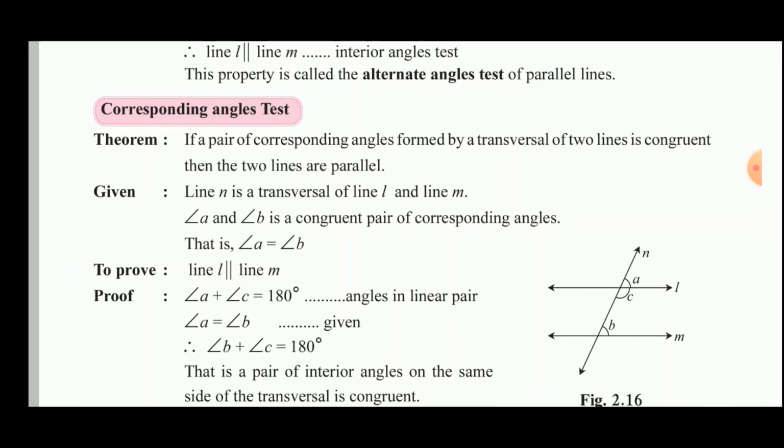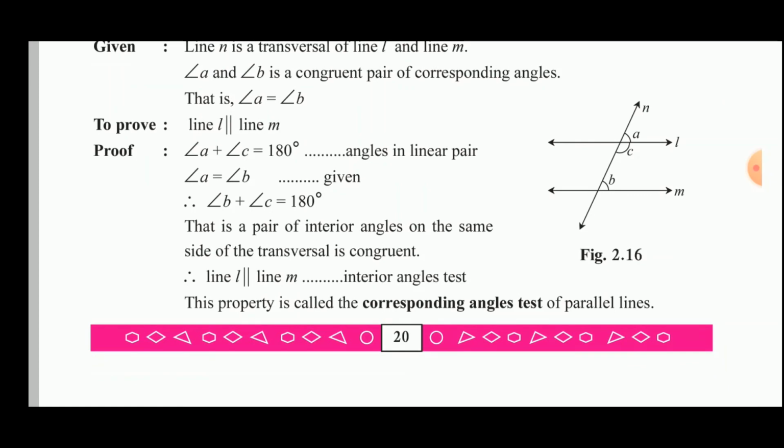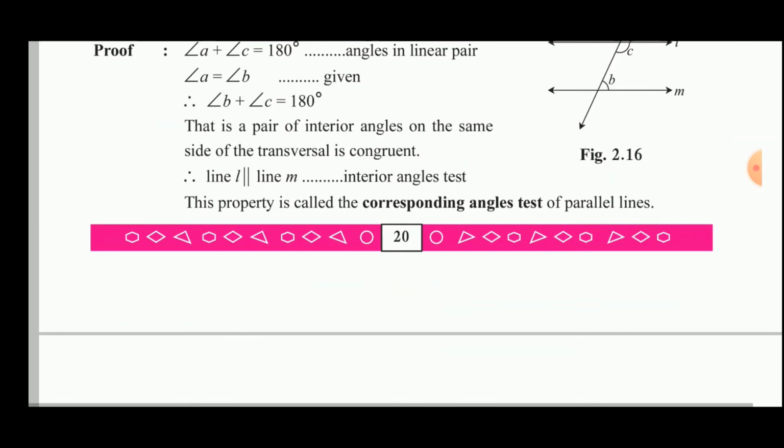Angle A plus angle C equals 180 degrees, that is, the angles in a linear pair. Angle A is equal to angle B. Therefore, angle B plus angle C is also equal to 180 degrees. Now, that is, the pair of interior angles on the same side of the transversal is supplementary. Therefore, line L is parallel to line M by the interior angles test. Now, this property is called the corresponding angles test of parallel lines.